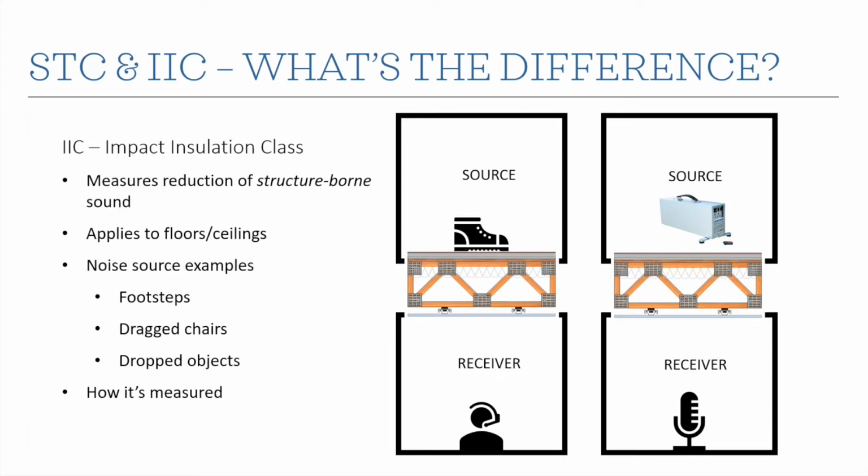The way we measure this in the lab is with a standardized impact source called the tapping machine. It has little metal weights on it, and either a cam or sometimes electromagnets lift those weights up, and then they just free fall. So you get this tap, tap, tap on the floor, and you measure how loud it is down below. You take that measurement, do this curve fit that I'll show you, and that's how you get an IIC rating.